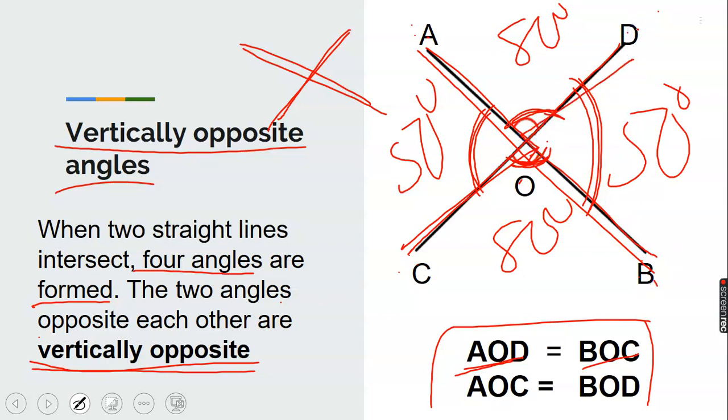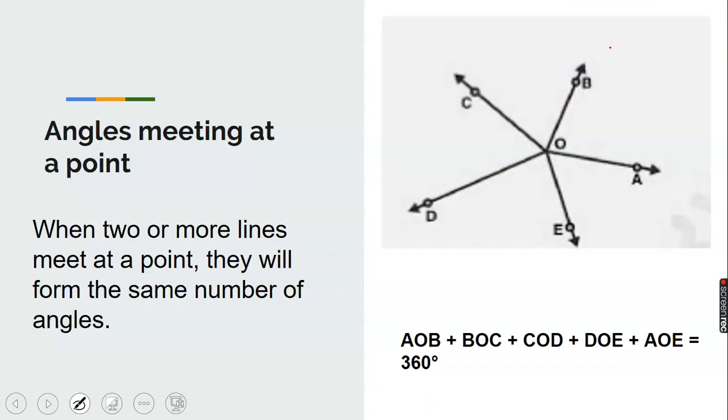Now, this is BOC, you can see, and this is AOD. That is, vertically opposite angles are always equal. Now, angles meeting at a point. You can have different angles meeting at a point. This is the point at which these angles are meeting. These lines are meeting.